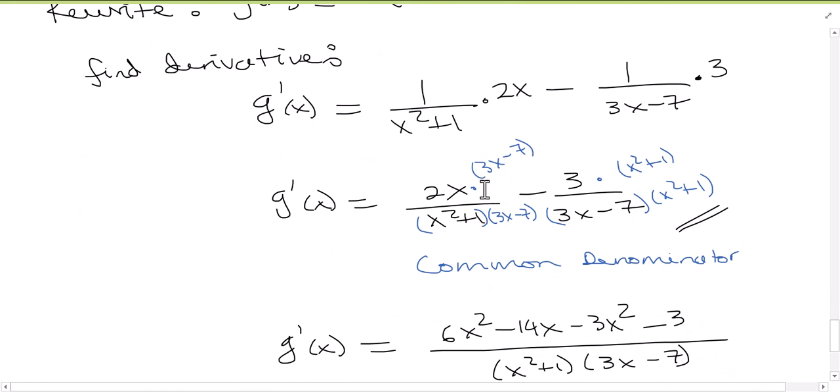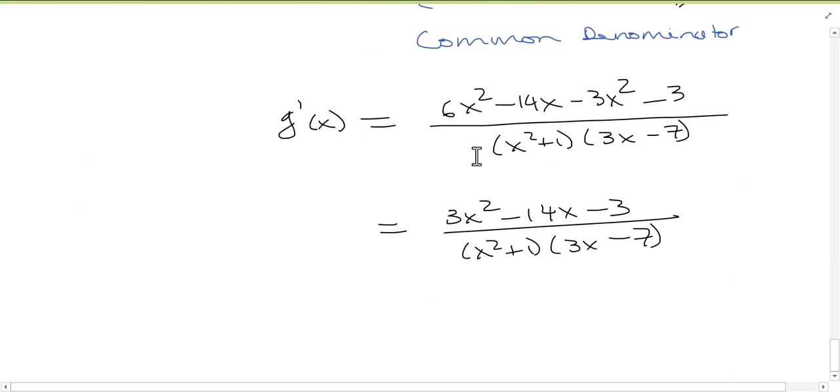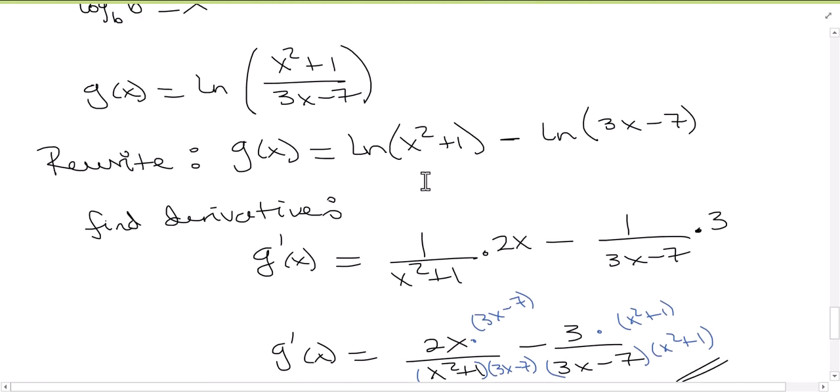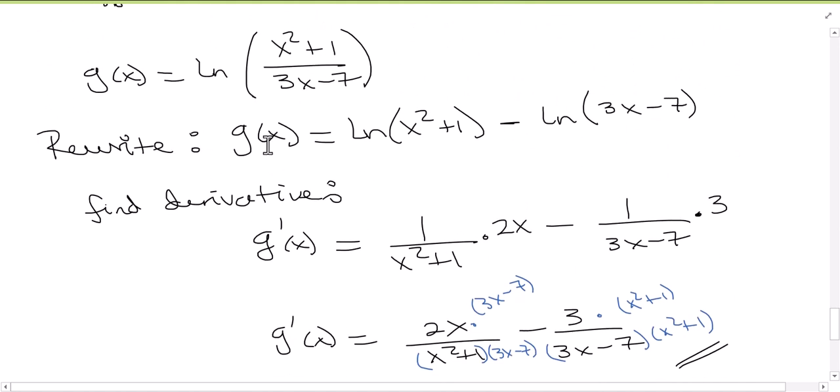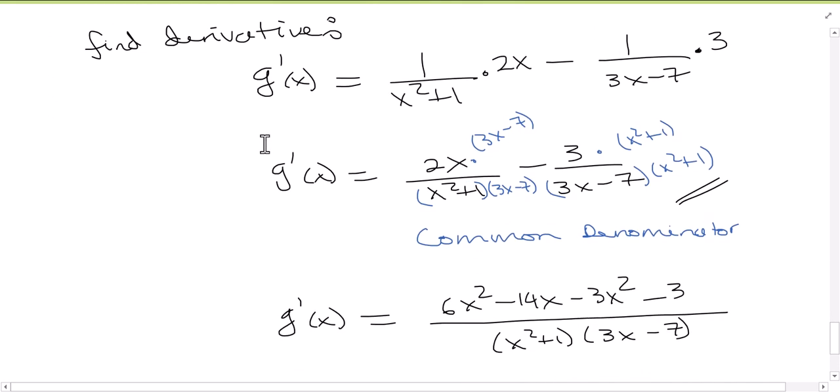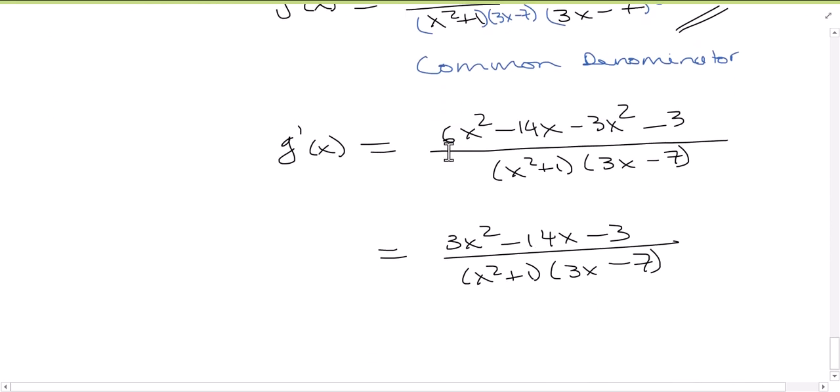So are they the same answer? Yes, they are. But which one was easier to do? Rewriting it. Using the properties of logarithms to rewrite it makes it a lot easier. So let's try another example where we get to rewrite a problem.